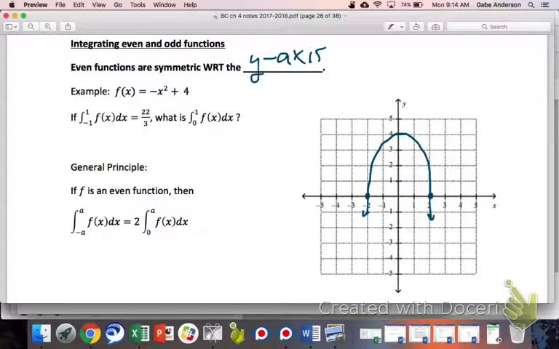So if you were told that you had an even function, maybe you knew that it was this one, or maybe you didn't know what it was, you just knew that it was even, and you were told that the integral from negative 1 to 1 is 22/3. So we're talking about from right here to right there, essentially this area. We're told that that is 22/3. And then they asked us, what is the integral just from 0 to 1, which would be this over here. What would you say?